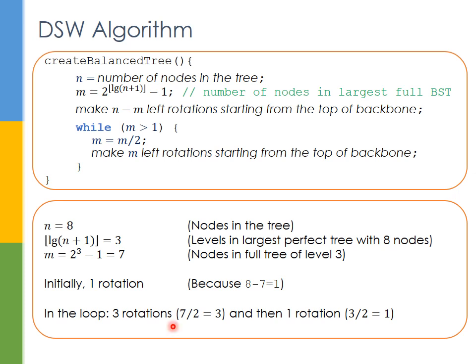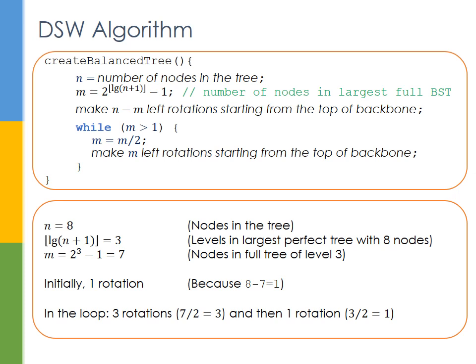So we then divide 7 by 2, and this gives us a value of 3. We're rounding down, of course, on any fractional portions of this division. So that then gives us a set of 3 left rotations that need to be performed. Then we take m's new value, which we've computed as 3. We divide that by 2, which gives us a result of 1, which means we then subsequently perform a single left rotation in addition to the previous 3 left rotations.